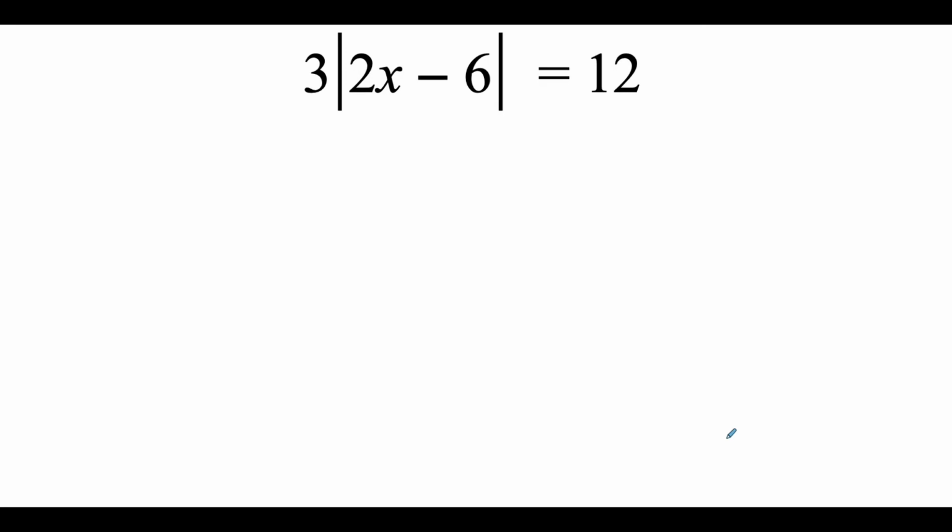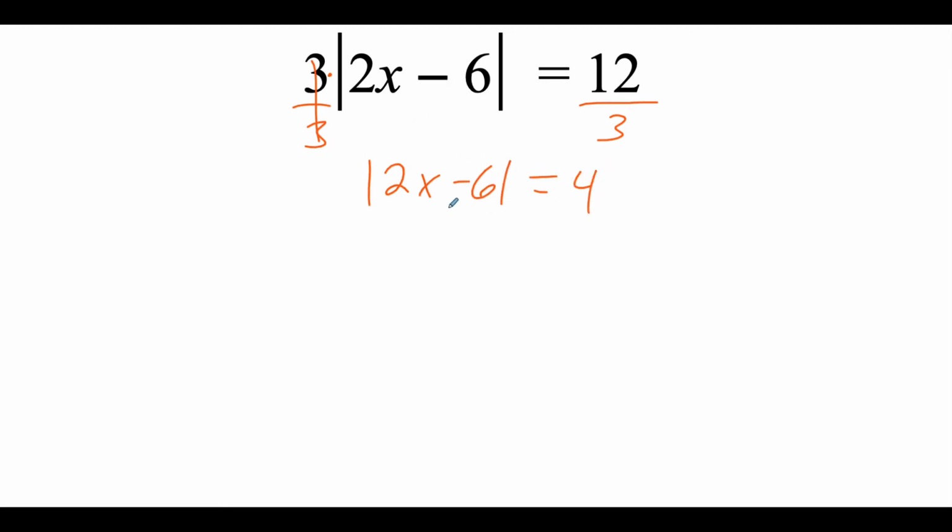Looking at our next example, we've got 3 times the absolute value of 2x minus 6 equals 12. Like we mentioned on the previous one, we want to get that absolute value all by itself before we split our equations up. So right now we've got this 3 out in front of our absolute value bars, and that means that we are multiplying this whole thing by 3. So if I want to get rid of that 3, I'm going to divide both sides by 3. And that's going to leave me with the absolute value of 2x minus 6 is equal to 4.